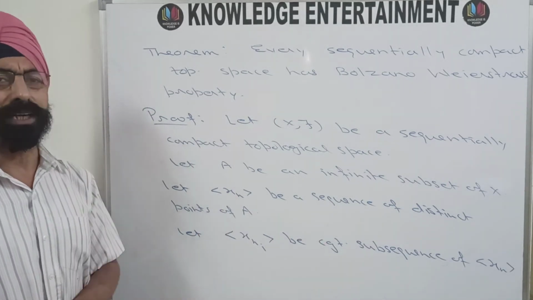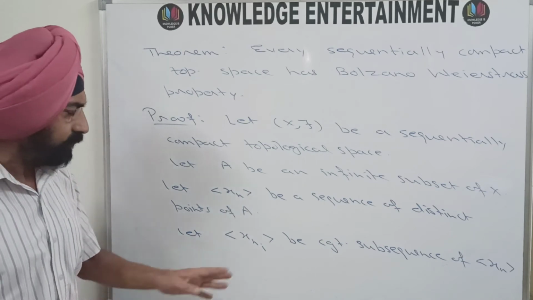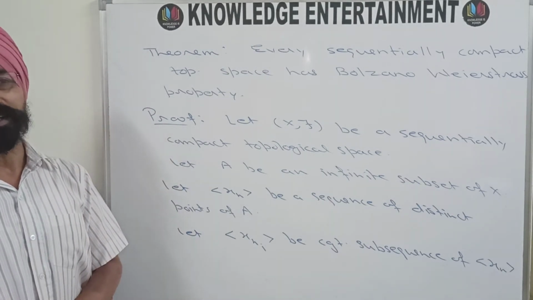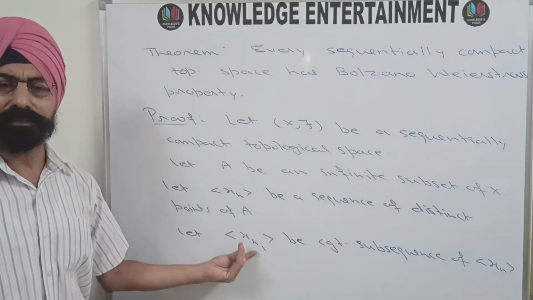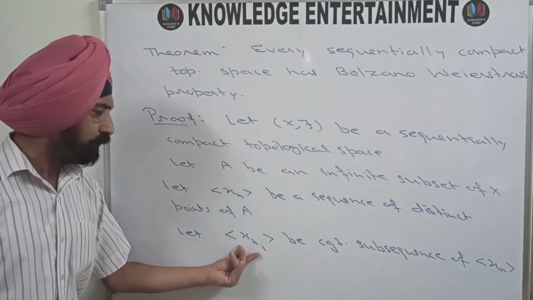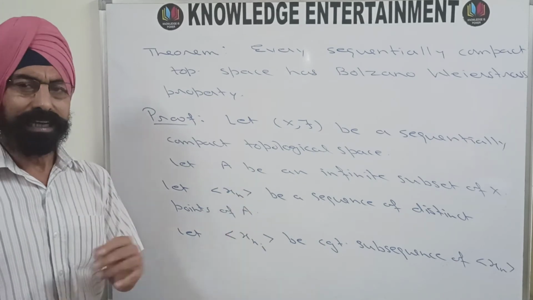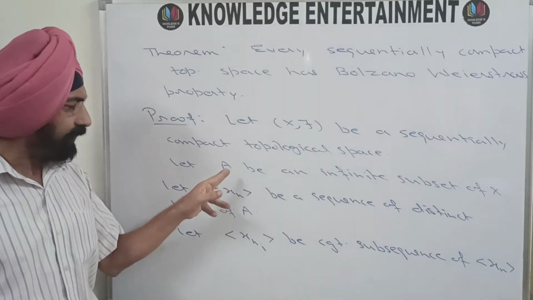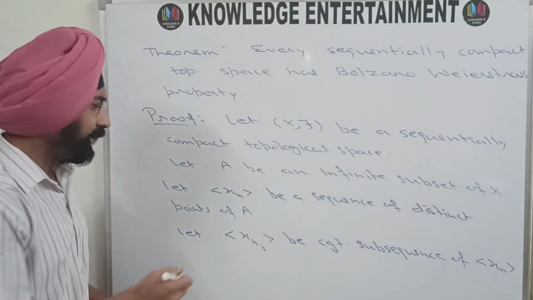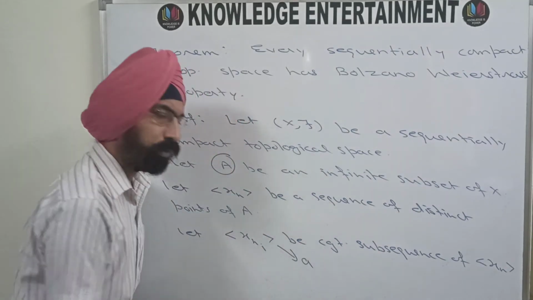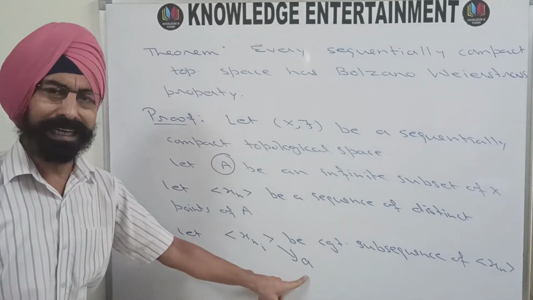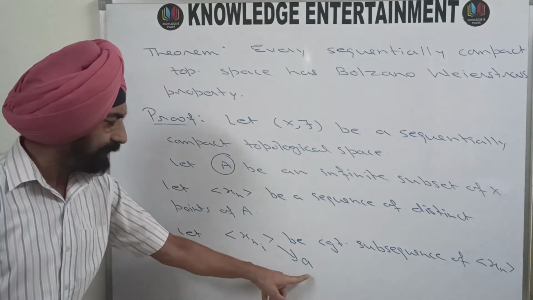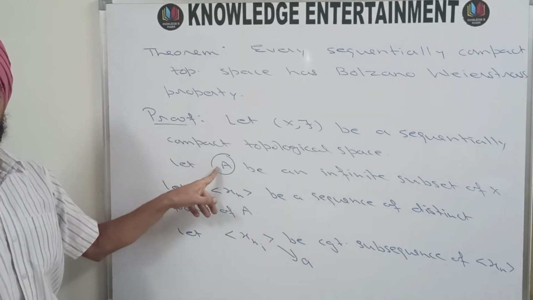So if it converges to a point a, then every neighborhood of that point a will have infinitely many points of this subsequence. But the points of the subsequence are coming from the sequence, so every neighborhood of a has infinitely many points of the sequence, and the points of the sequence are coming from the infinite set A. So if this sequence converges to small a, then every neighborhood of that point a has infinitely many points of the set A, and that means this a is a limit point of that infinite set A.